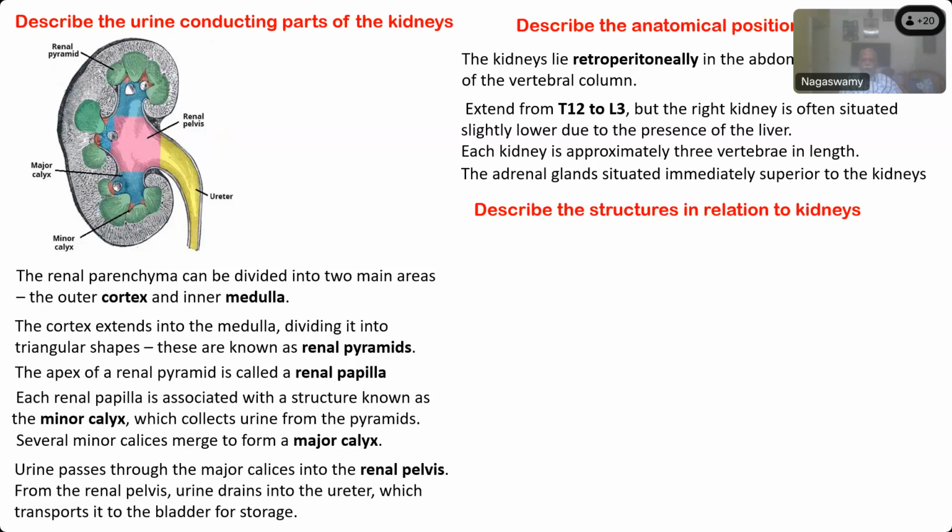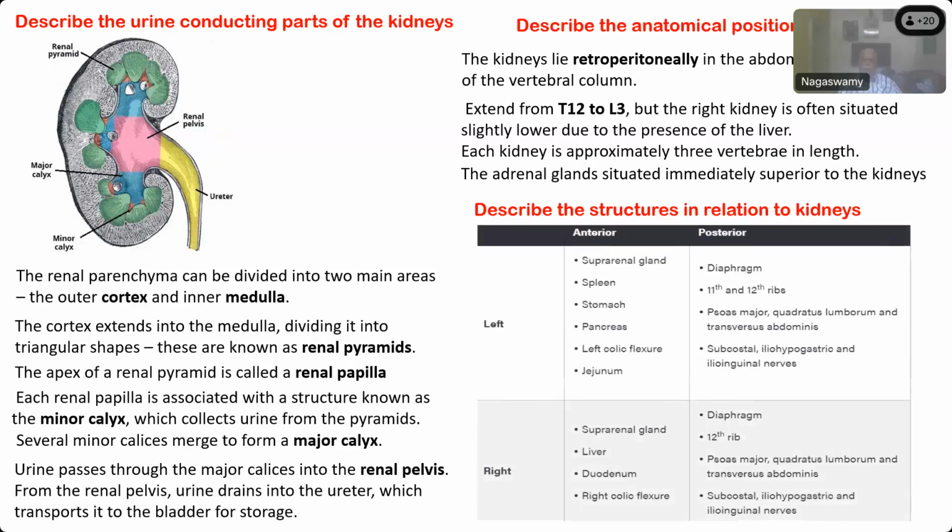Superiorly, on the right side it is the liver. Left side is the spleen. Posteriorly, on both sides there are 3 muscles: psoas muscle, quadratus lumborum, and erector spinae, and the 2 nerves, iliohypogastric nerve and ilioinguinal nerves.